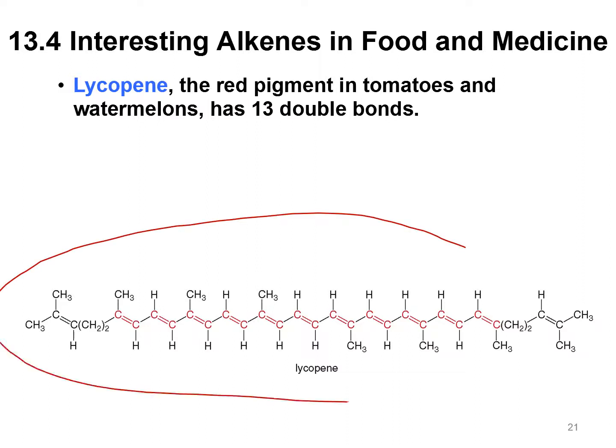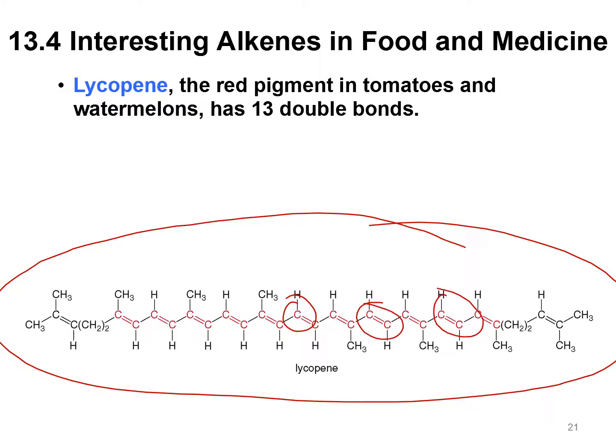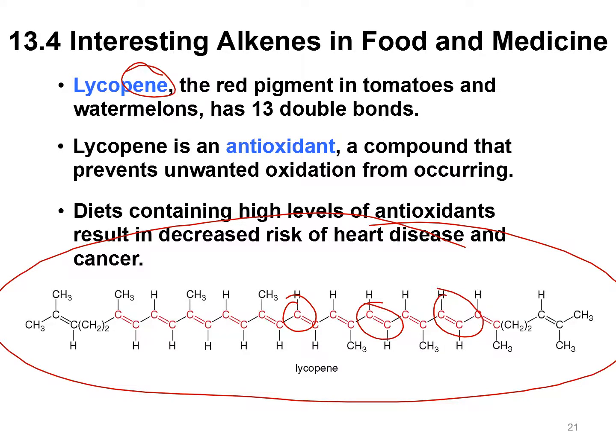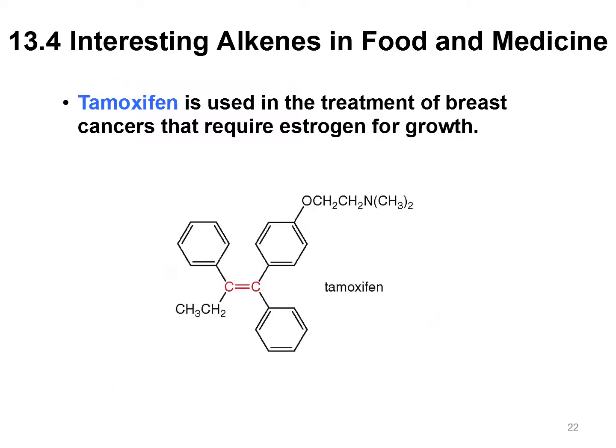This is a large molecule, lycopene, which is found in watermelons. It has several double bonds, so it's an example of an alkene. Lycopene, the "ene" is going to tell you it's an alkene. It's an antioxidant that prevents unwanted oxidation from occurring. Tamoxifen, again, you can see that C double bond C. It is a drug used in treatment of breast cancer.